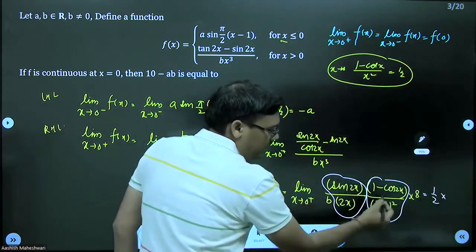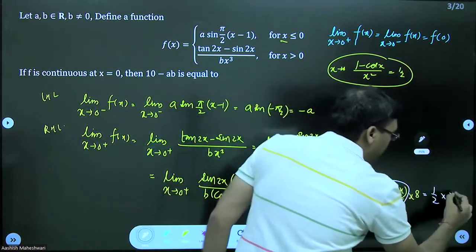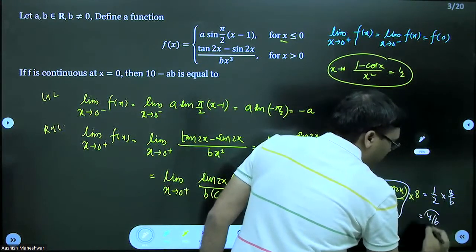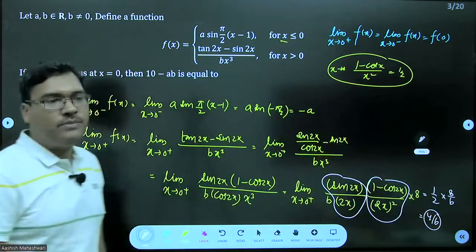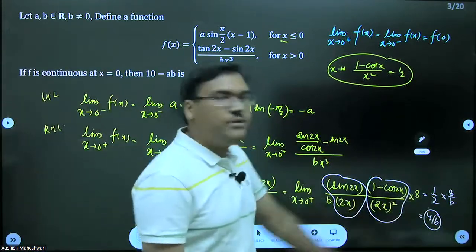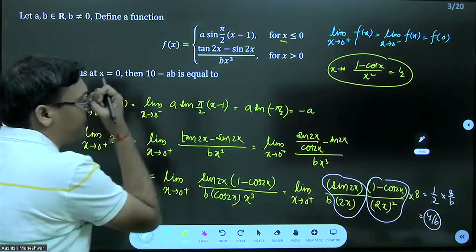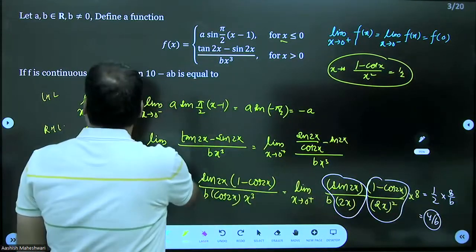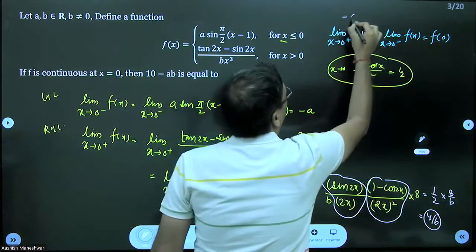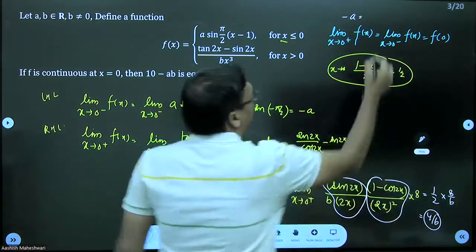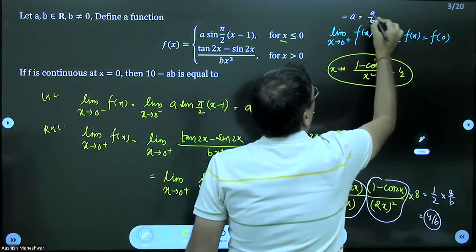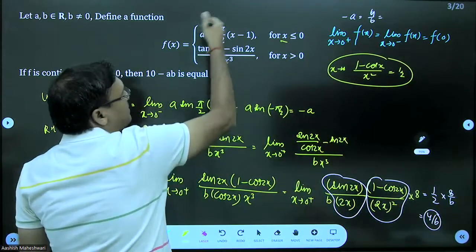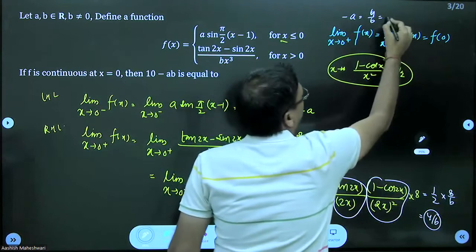This is 1, and this is 1 by 2 into 8, and in the denominator there is b. So what is this? This is 4 by b. This limit is 4 by b. So you can see I have got the limit 4 by b. Now what is the left hand limit? This is minus a. What is the right hand limit? This is 4 by b. And what is the value at x equal to 0? You can see at x equal to 0 the same value will come, which is minus a.